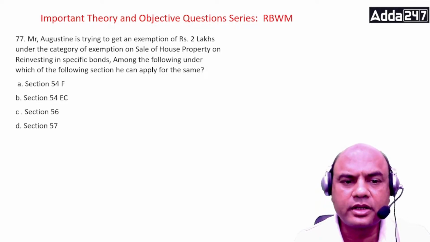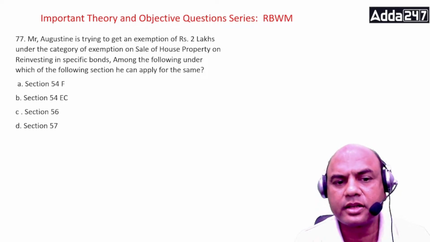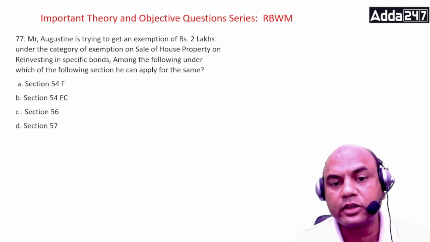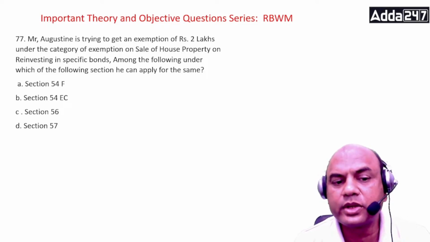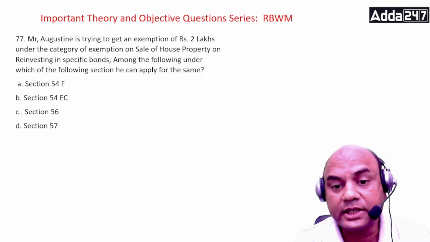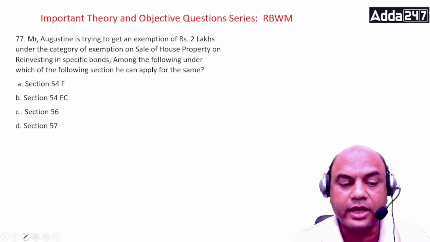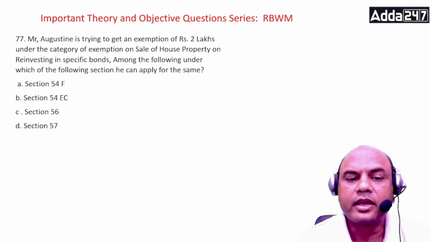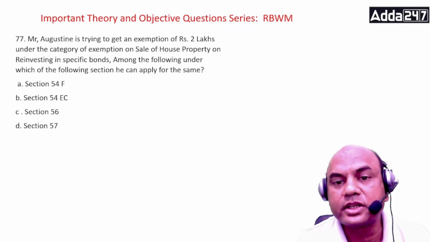Mr. Augustine is trying to get an exemption of 2 lakhs under the category of exemption on sale of housing property on reinvesting in specific bonds. Among the following, under which section can he apply for the same? What is the exact question over here? See, we are talking over here of capital gains tax. Firstly, understand what is capital gains tax.